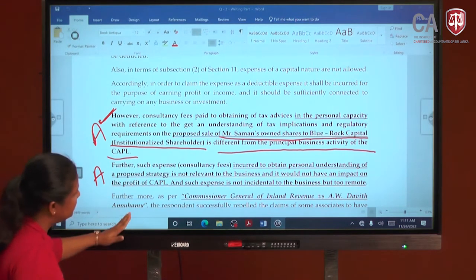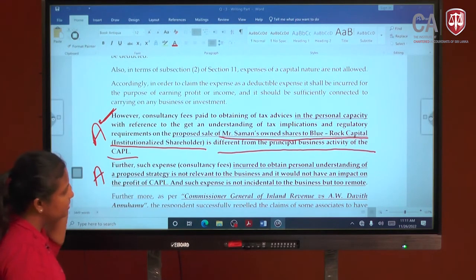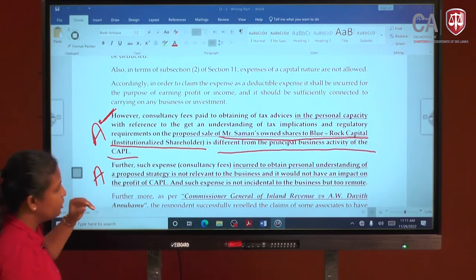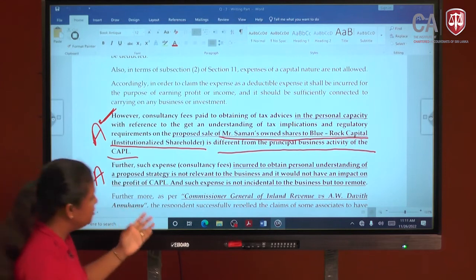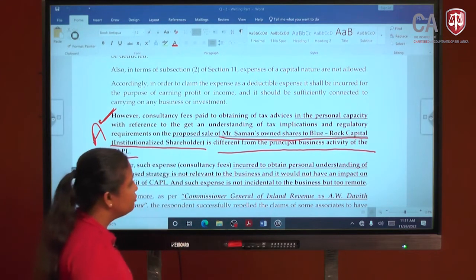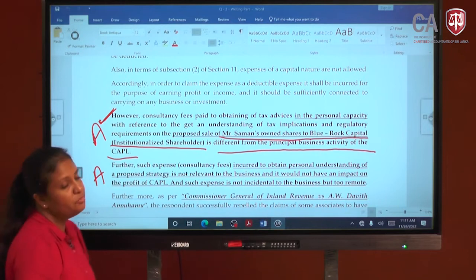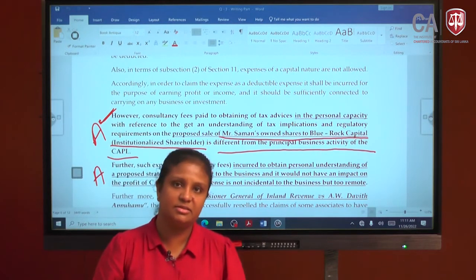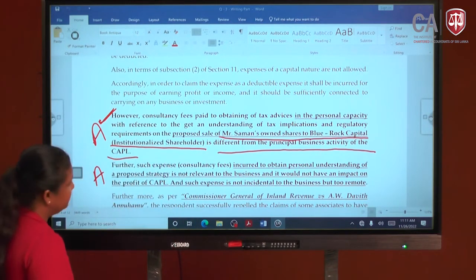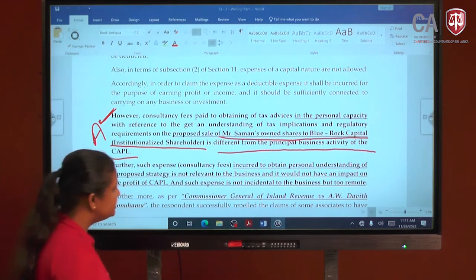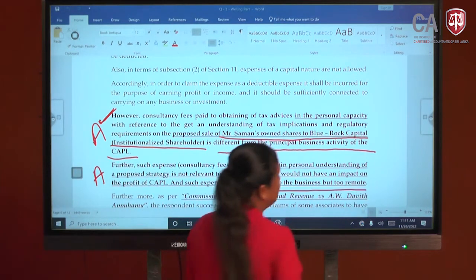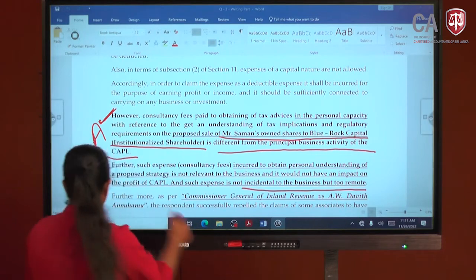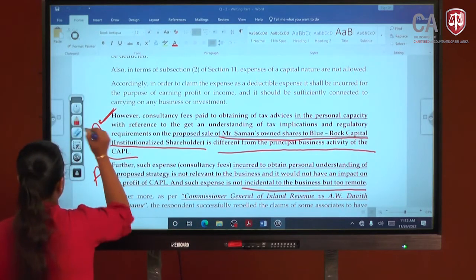Secondly, further, such expense, which is a consultancy fee incurred to obtain personal understanding of the proposed strategy, is not relevant to the business, and it would not have an impact on the profit generation of the CAPL. Clear? Then these are the application and expenses not incidental to the business but too remote. Clear? These are the key points you have to highlight.